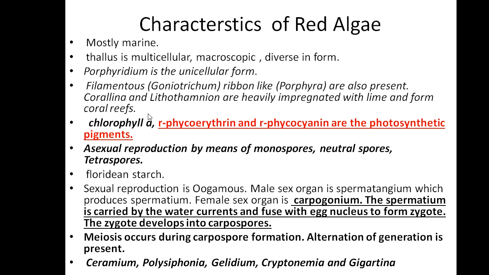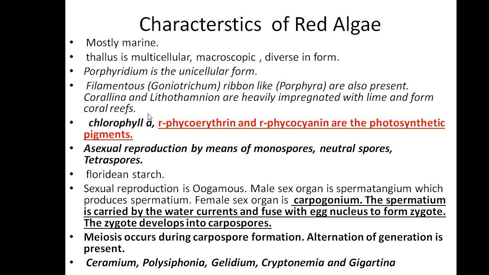Porphyridium is the unicellular form of the red algae, and a filamentous body structure example is Goniotrichum. Ribbon-like structure, Porphyra, is also present, and Corallina and Lithothamnion are heavily impregnated with lime and form the coral reefs. Okay, coral reefs, deposited or growing on the rocks which are present in the water.